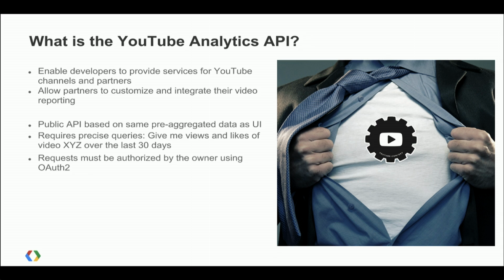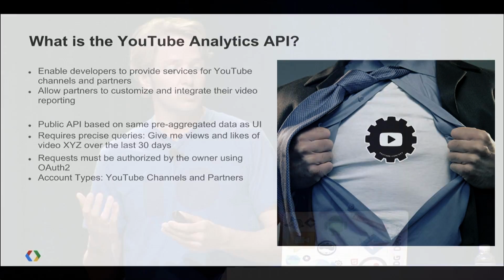All requests to the API have to be authorized using OAuth 2 by the owner of the entity that you request to report for. And we support two different types of accounts, YouTube channels and YouTube partners.